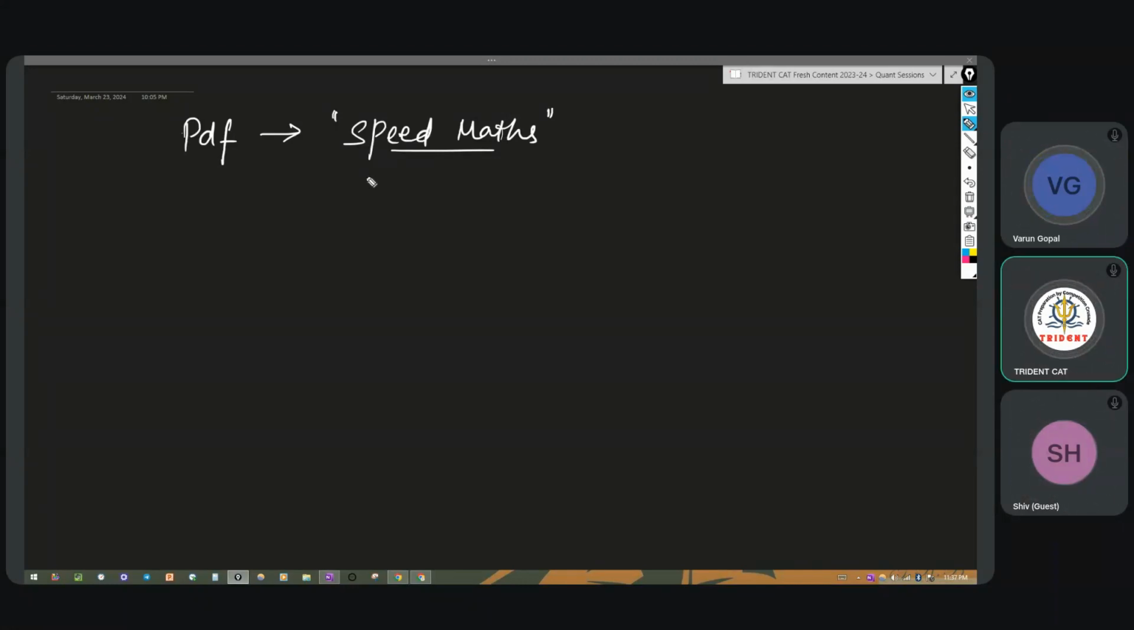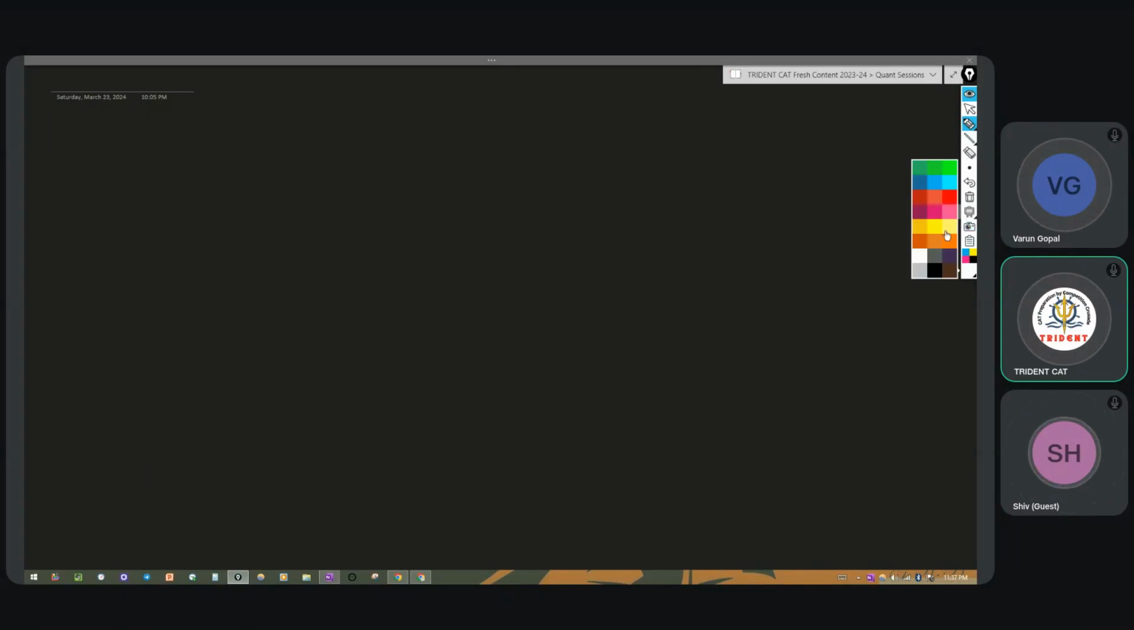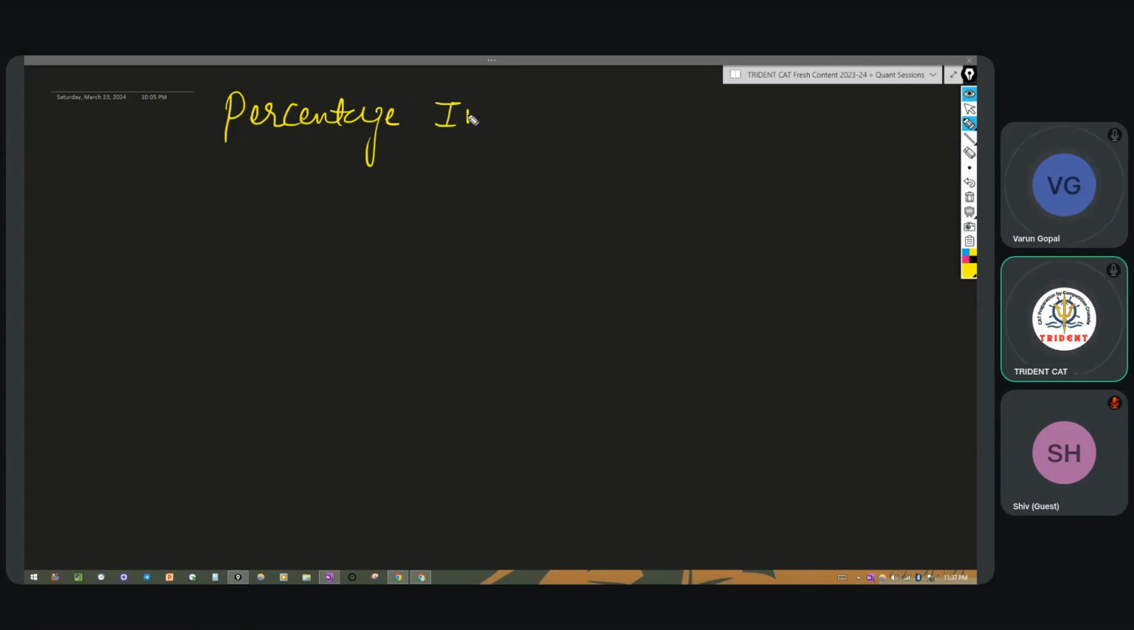All right. So the next topic for today's discussion would be the percentage increment and decrement. This is the one that we were discussing in the DI part, Shiv, if you remember, how we increase this thing. So I'll give a header. Percentage increase and decrease. Now, what do I mean by percentage increase and decrease?